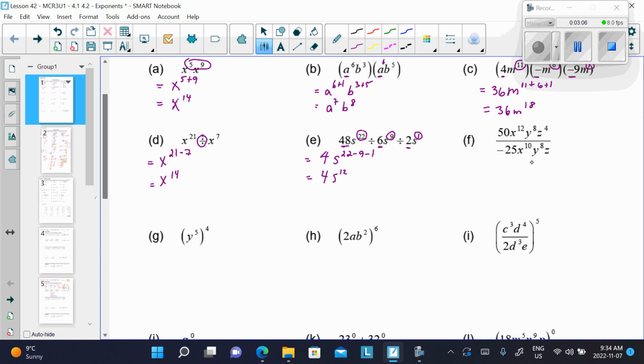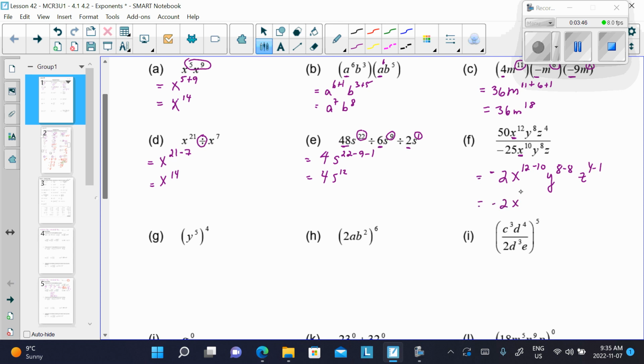Question F. Take care of the coefficients first. So 50 divided by -25 is -2. Okay, and then look at the letters that are the same. So we have an x to the 12th and x to the 10. We have division in between, so we're going to subtract the exponents. And then do the same thing on the y's. For the y's, we have an 8 and an 8. So it's going to give a 0. And then the z at the end, we have 4 subtract 1.